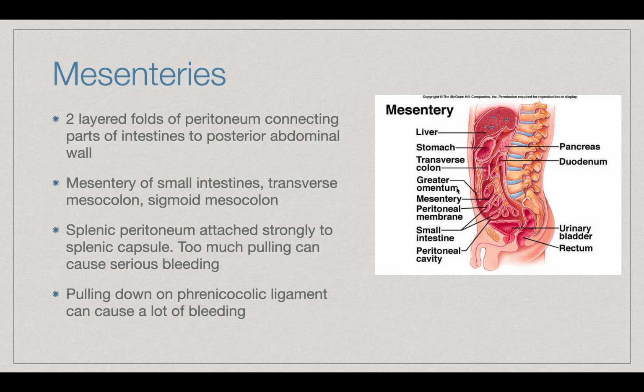The ones that have clinical significance are the splenic peritoneum, which is attached very strongly to the splenic capsule. So in major trauma, you can pull too strongly on the peritoneum, and that will cause the splenic capsule to tear, because the capsule is fragile while the peritoneum is stronger. As you recall, the splenic artery and veins are major vessels in that area, and it can cause a very, very serious hemorrhage.